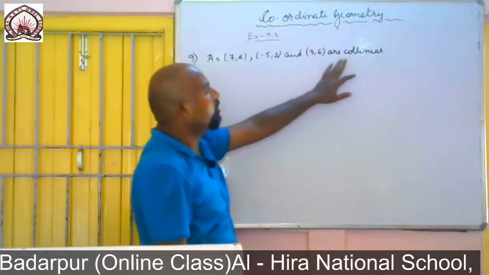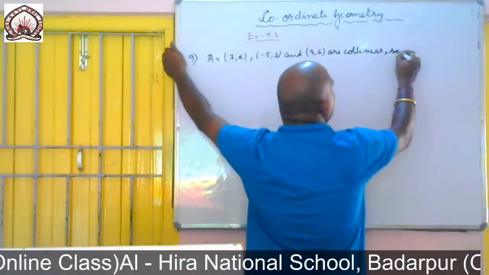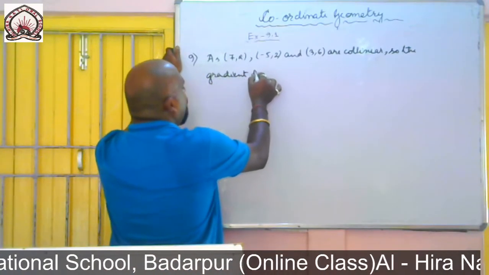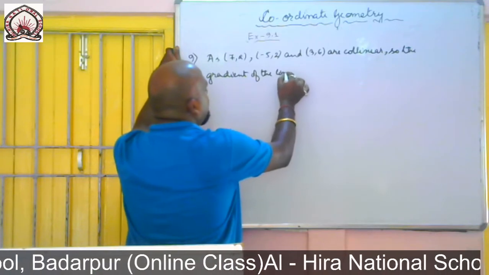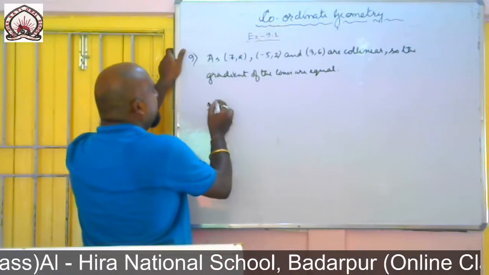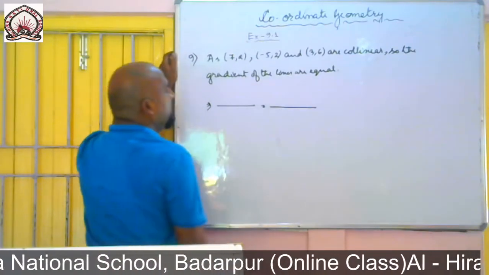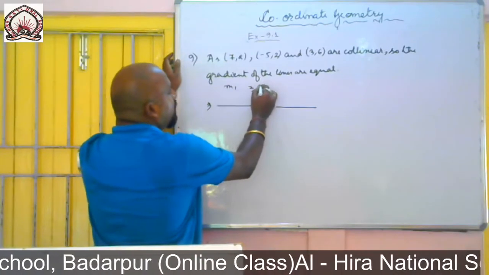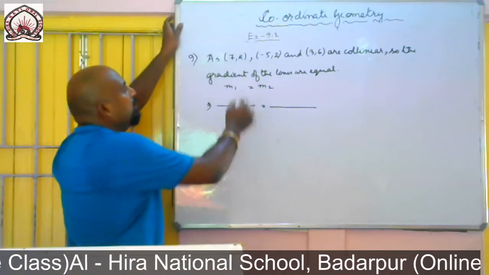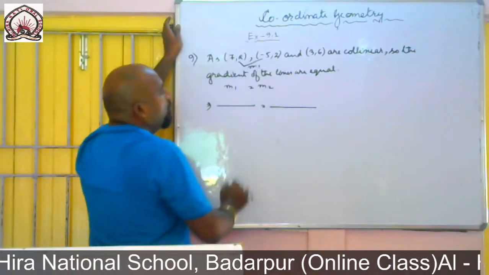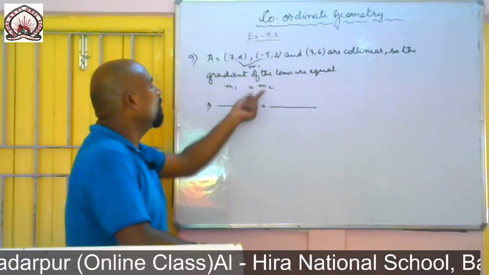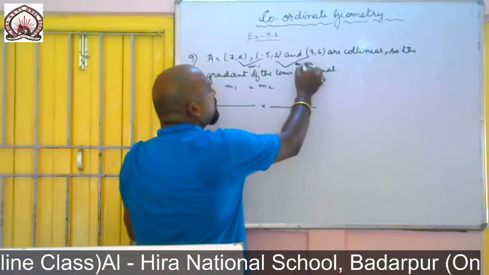As these 3 points are collinear, the gradients of the lines are equal. So what can you write? Then we can say m1 will be equal to m2. Here m1 is the slope between these 2 points, and m2 is the slope between these 2 points.